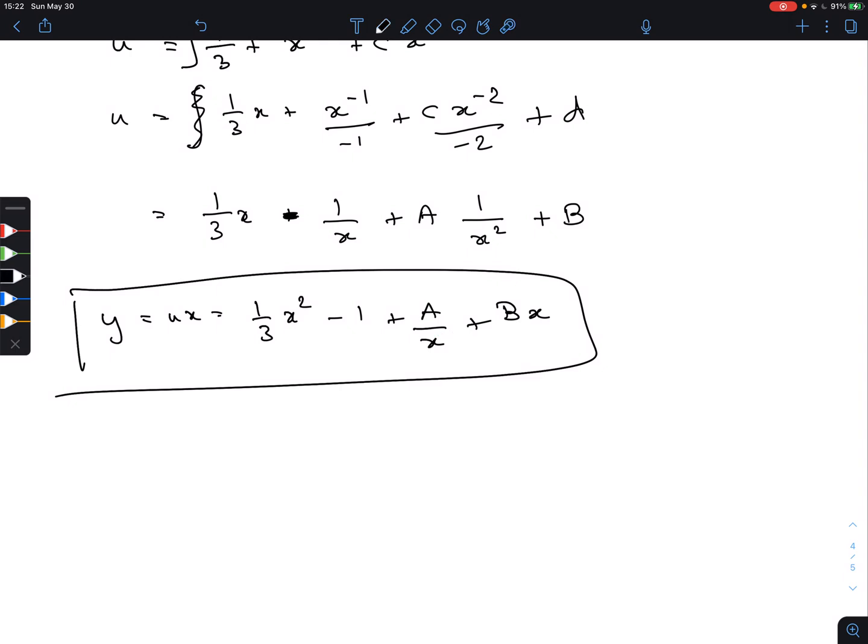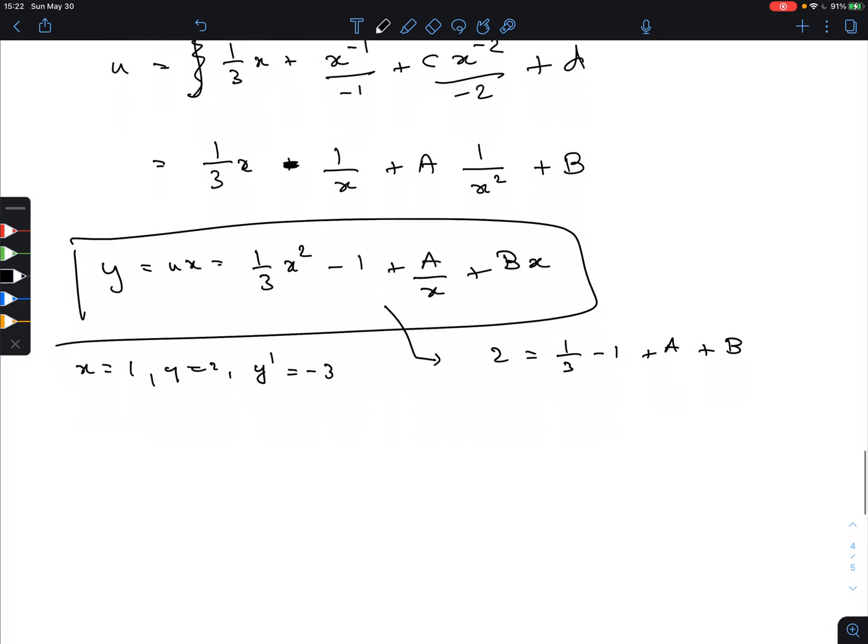So now the initial condition: if x is 1, then y is 2, and y prime is minus 3. When I plug this in here, I get that 2 equals 1/3 minus 1 plus a plus b. So that minus 1 comes to the other side, the plus 1 becomes a 3, and the 1/3, that becomes 8/3 equals a plus b.